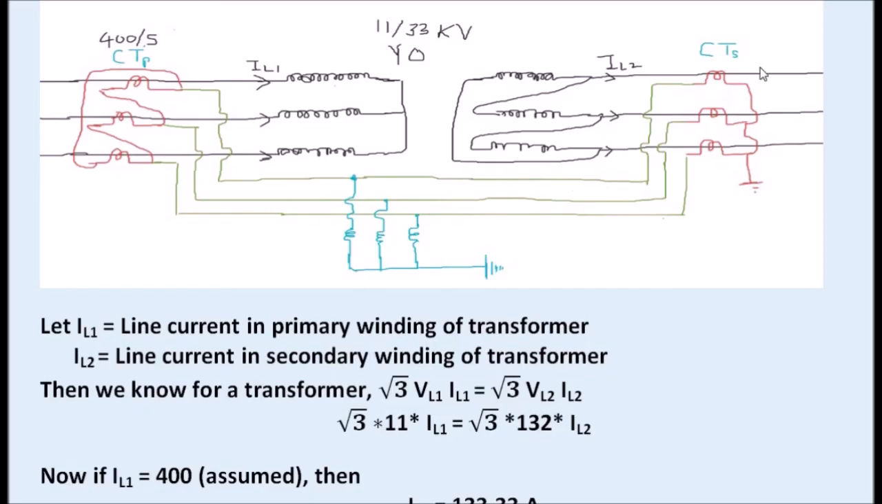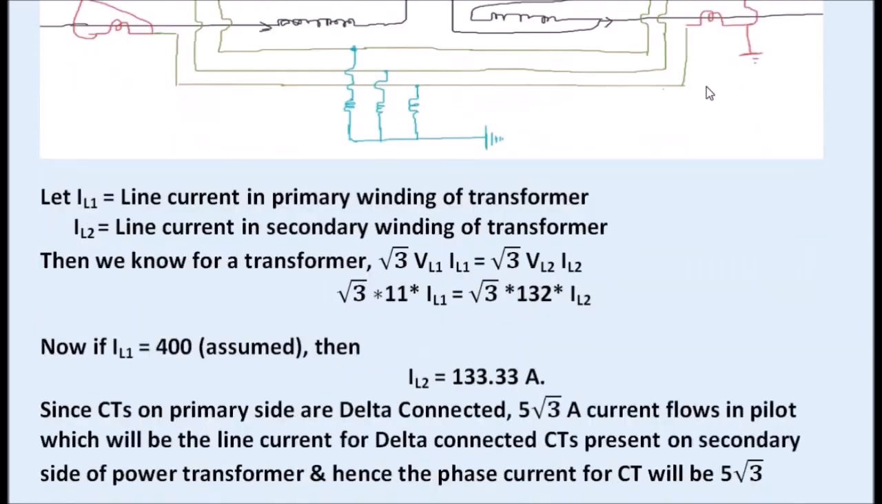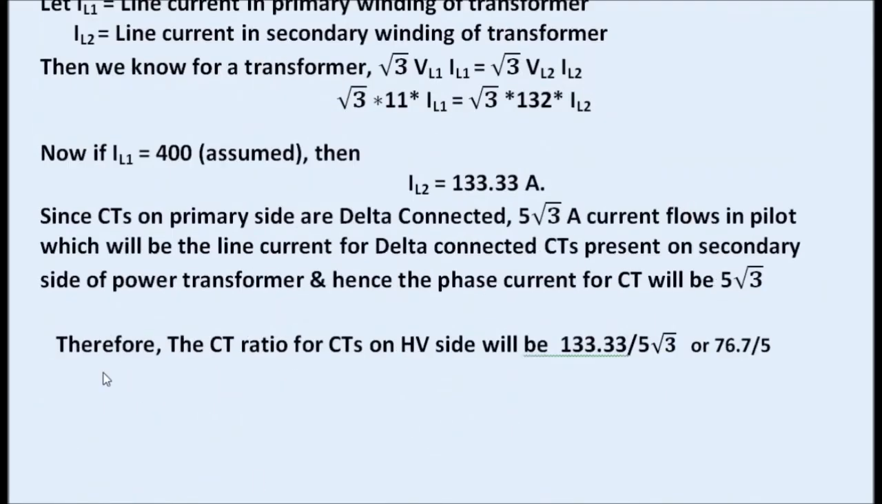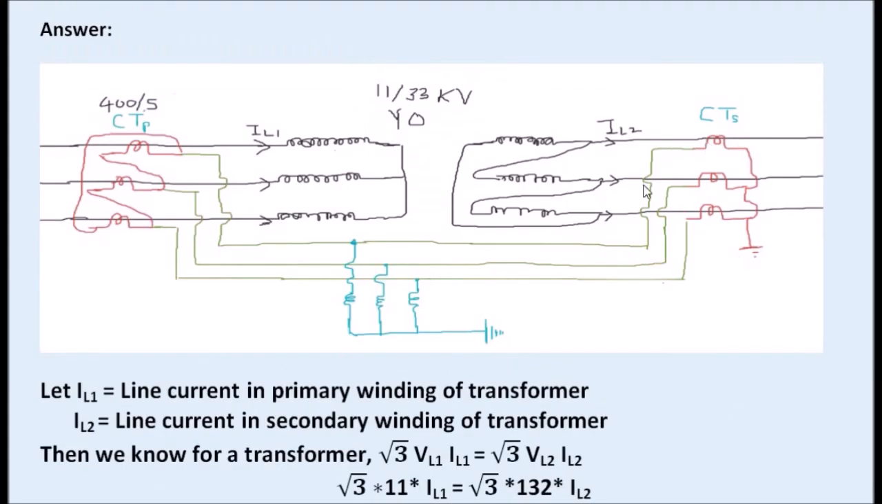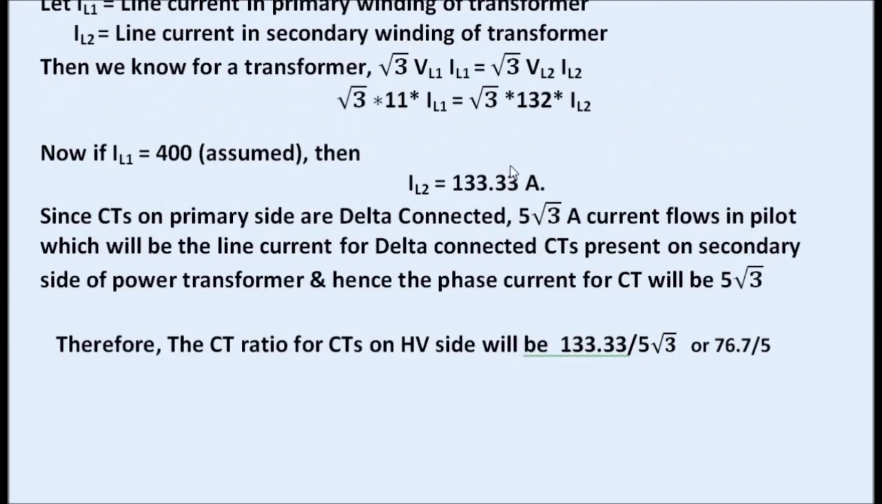So on the secondary side, these CTs are star connected, so the same 5 root 3 ampere current will act as a line current and phase current for these star connected CTs. Therefore, the CT ratio for the CTs on the HV side will be 133.33 ampere by 5 into root 3 ampere.